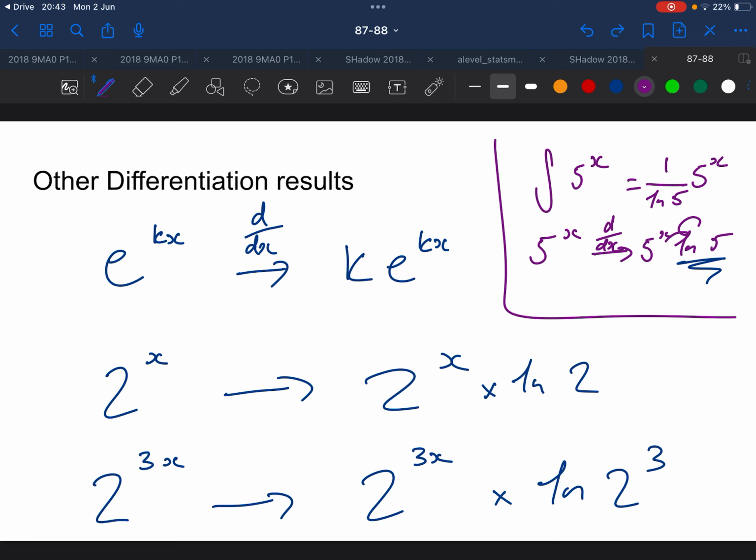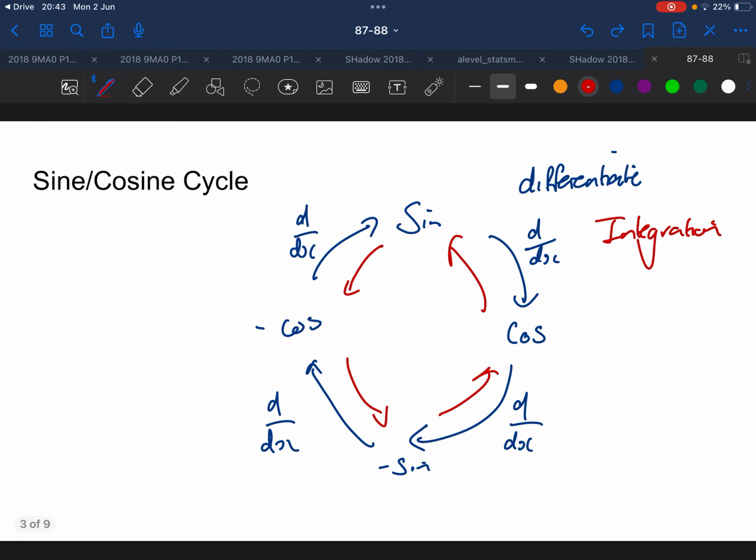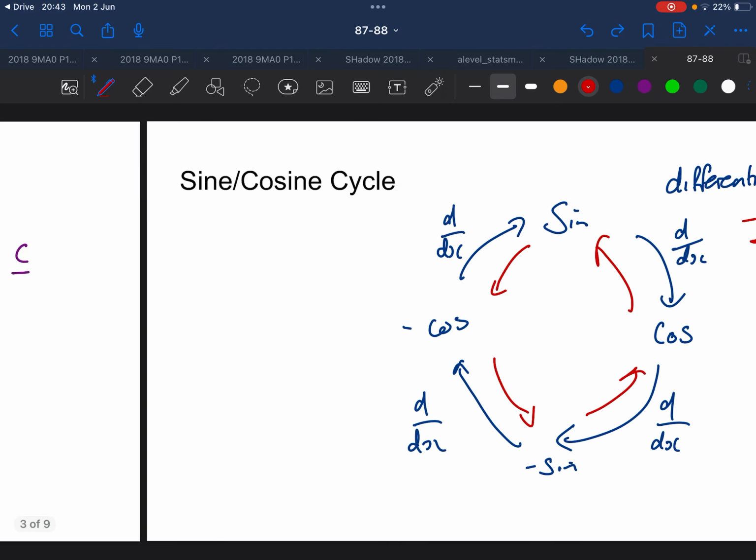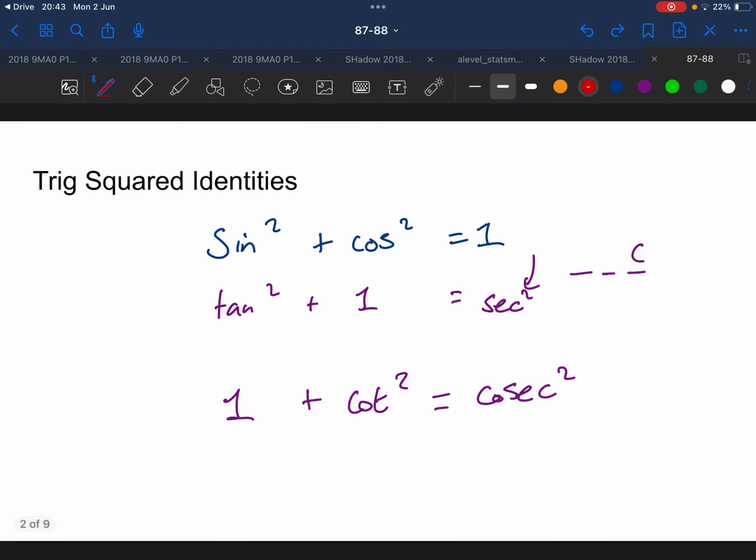Okay, so making sure that we're comfortable with these differentiation results, okay, for these exponentials, for the sine and cosine cycle, okay, and your trig squared identities, because they love to put these ones in trig proof questions.